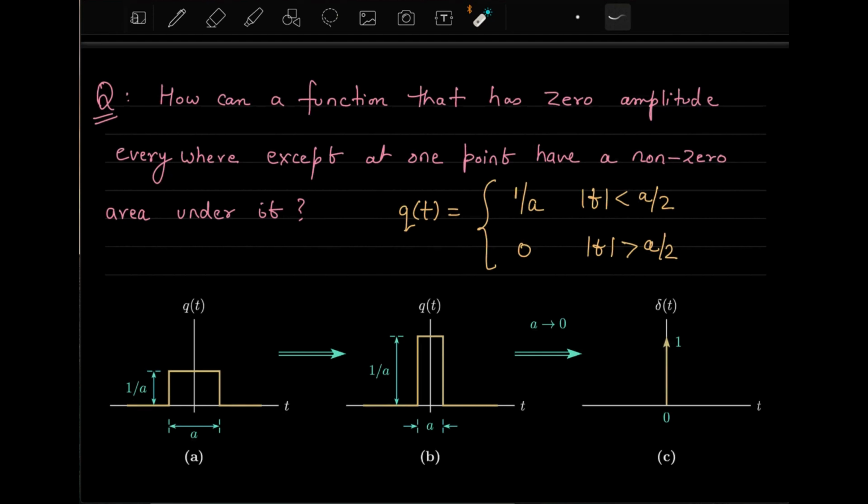So it's a very generalized function which is very difficult to set up, because here you have an infinite amplitude with zero width, and the area is one. That is most important here.